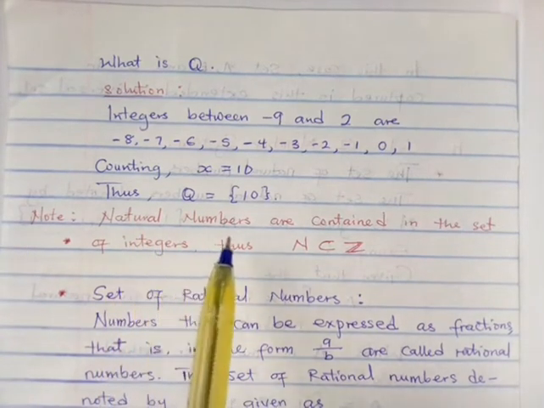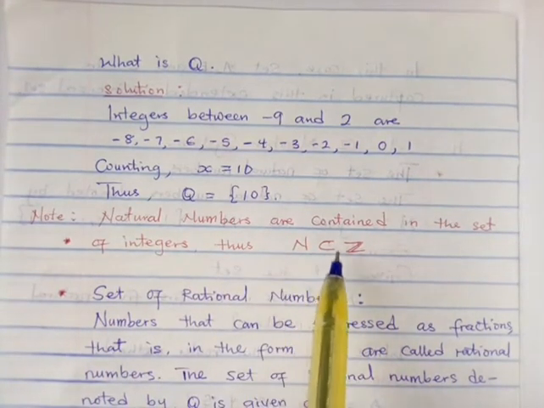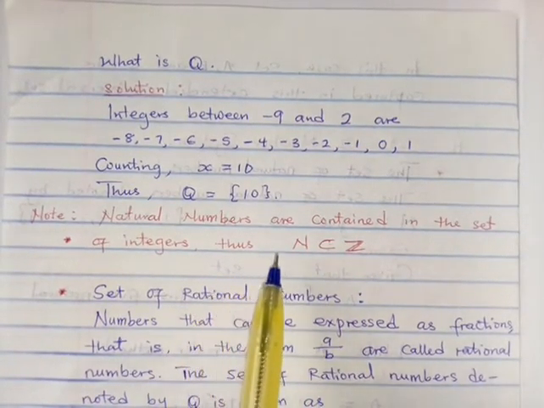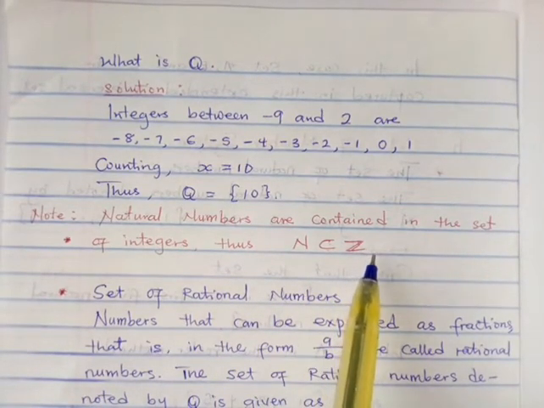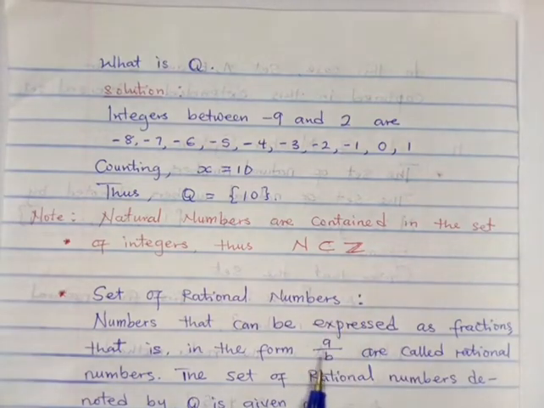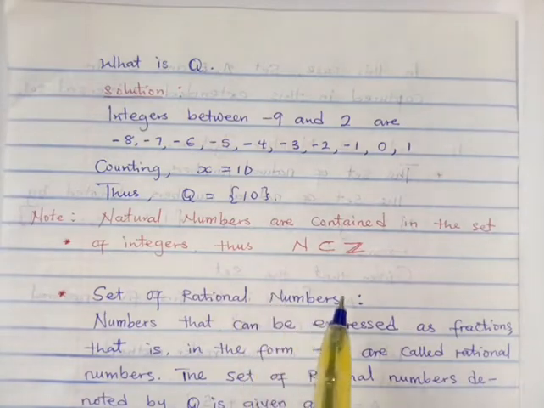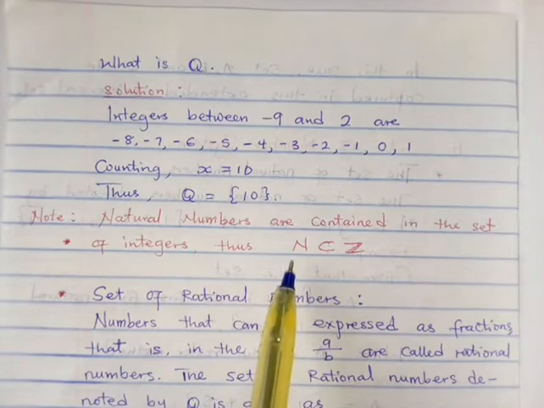Okay, note, natural numbers are contained in the set of integers. Thus, N is a subset of Z. Here we are saying that the set of all natural numbers can be found in our integers. Integers consist of both positive and negative numbers, but natural numbers are from 1 to infinity, and from 1 to infinity can still be found in our set of integers. It therefore follows that N is a subset of Z.